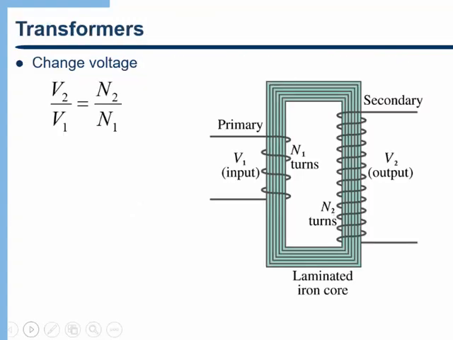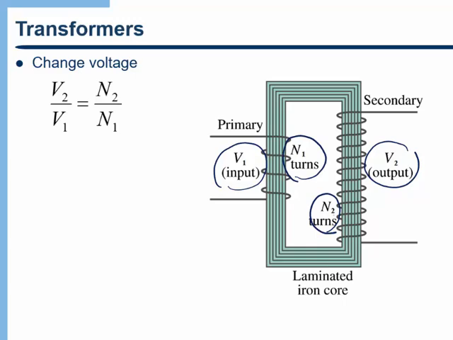Let's talk about transformers a little bit. It turns out that the formula that describes transformers is very, very easy. It simply says that the voltage you get out compared to the voltage you put in is equal to the ratio of turns in the secondary to the ratio of turns in the primary. Notice, if I have twice as many turns in the secondary as I do in the primary, my voltage is going to be doubled.